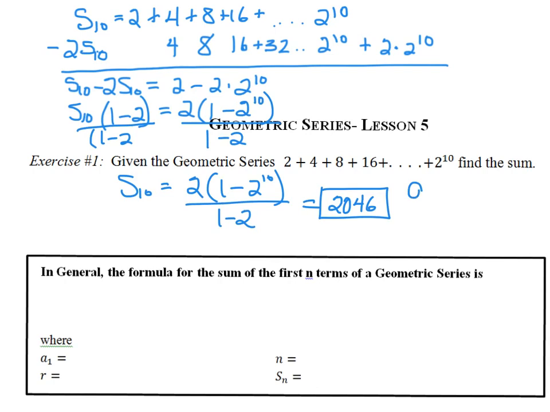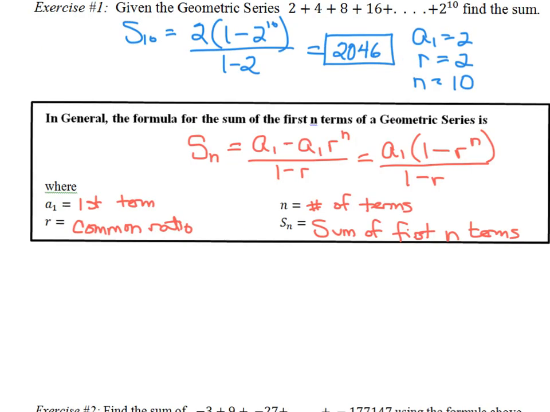Notice that in this sum, the first term was equal to 2. My common ratio was equal to 2 because I multiplied each term by 2 to get the next term. And n was equal to 10 because there were 10 terms in the sequence. So how are we going to generalize this for our formula? Let's look at the general formula. So the general formula is S sub n equals, there are 2 different ways that I can write this, so I'm going to start with the first way: a1 minus a1 times r to the nth divided by 1 minus r.